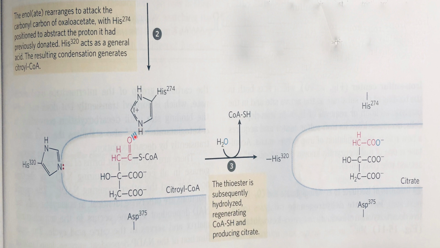So you have this situation here with citryl-CoA, and then this bond right here is hydrated with liberation of CoA. This is a thioester right there. It's hydrolyzed, and you get the formation of citrate from this, again anchored by aspartate and two histidines. And you can see how this reaction proceeds. Simple hydration step.